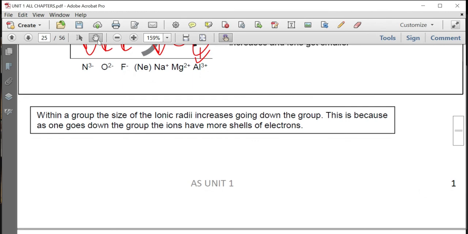Now when we talk about the group, in the periodic table the normal atomic radius down the group is increasing. The same is happening to the ionic radius, there's an increase down the group. And the reason for that is, as we go down the group, the ions have more shells, so more shielding effect is there, more number of electrons are there, so the ion is getting bigger.